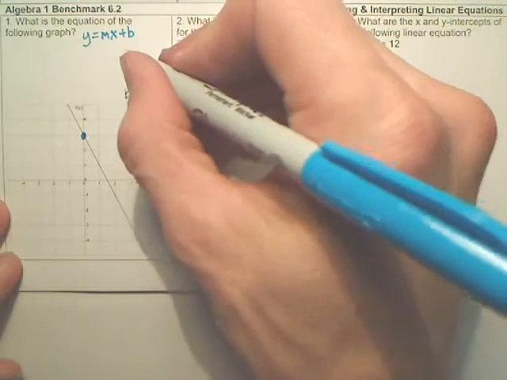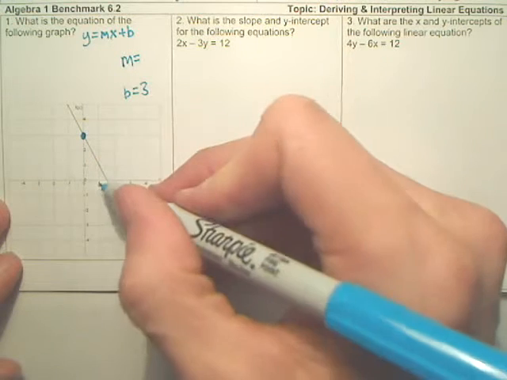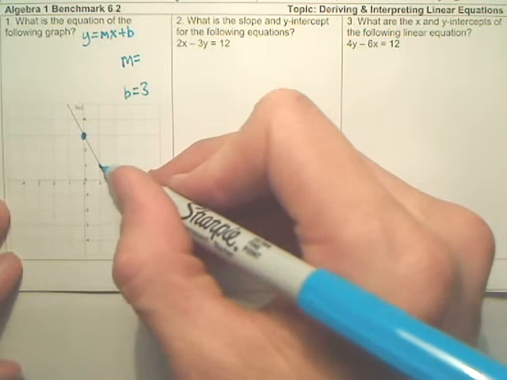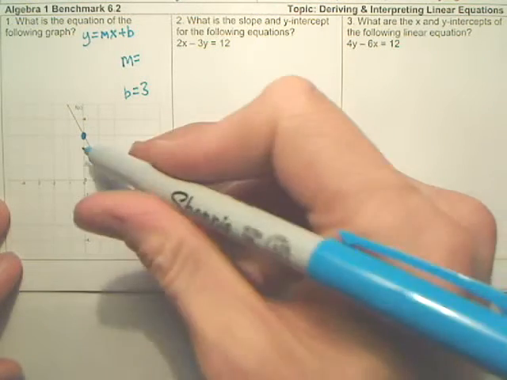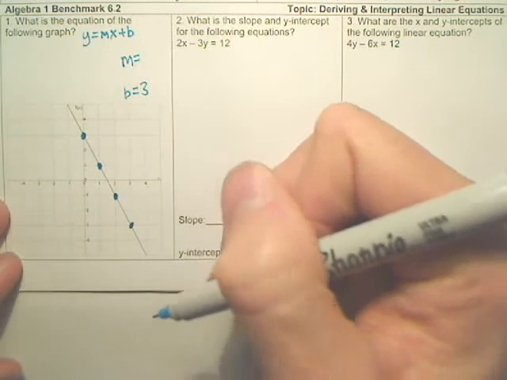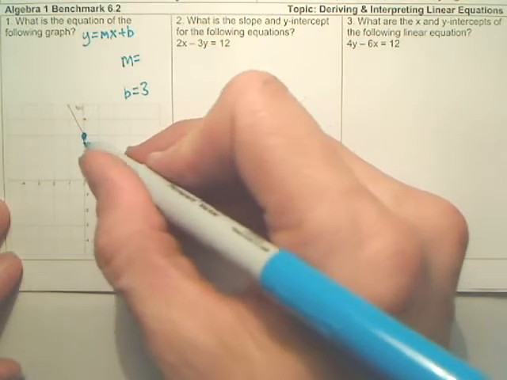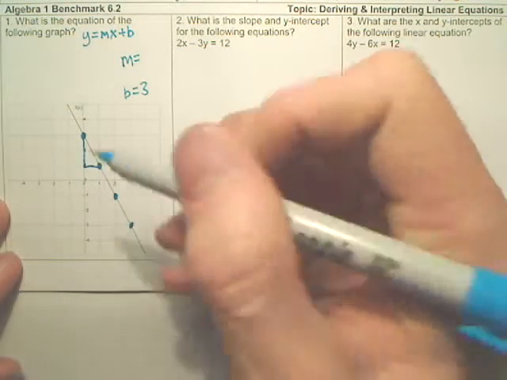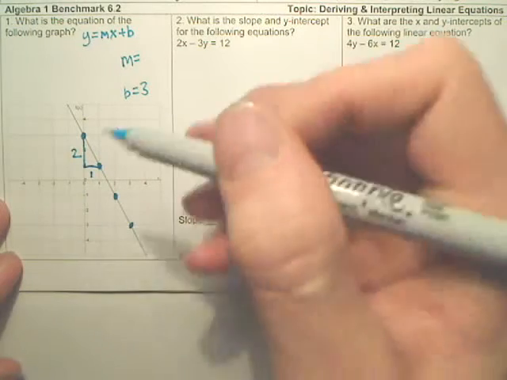Now I got to find my m. To find my m, I got to find another point. Now, here at 1, does it hit a nice little intersection? Yeah. Does it also hit right here? You can see it hit a couple of spots there. How do you find the slope? Well, look at the graph. How far down and over did it go from one dot to the other? You went down 2 and over 1.